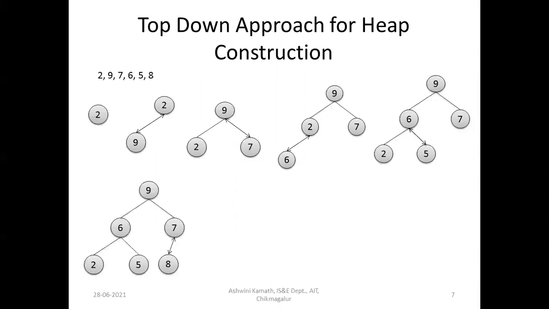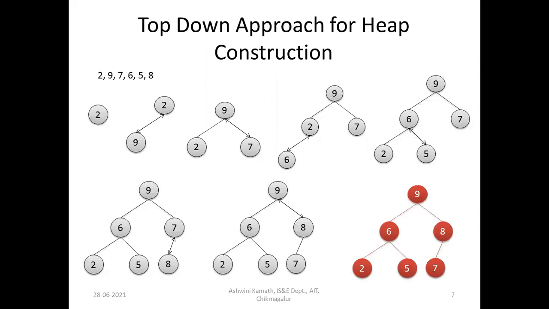When we insert 8 to the left of 7, we have to check with its parent, that is 7. 7 is the parent of 8, but it is lesser than 8, right? So exchange these two. After exchanging these two, again compare 8 with 9. 8 is lesser than 9, so you need not change anything. This is the heap constructed with the top-down approach.